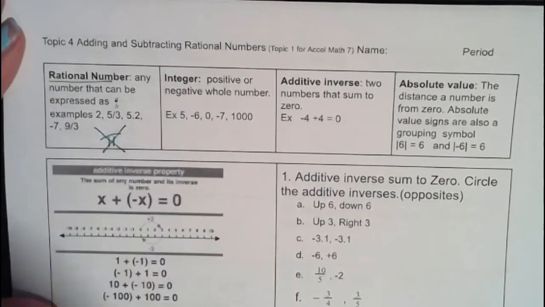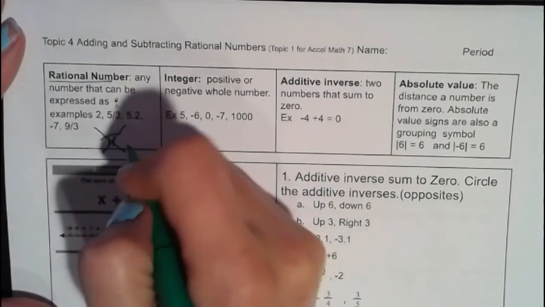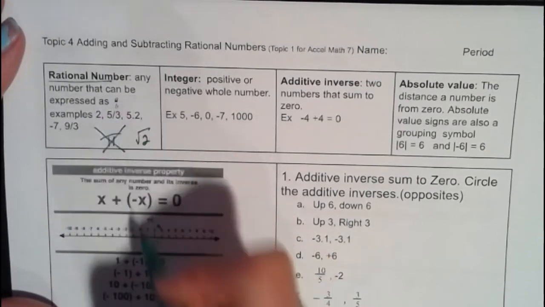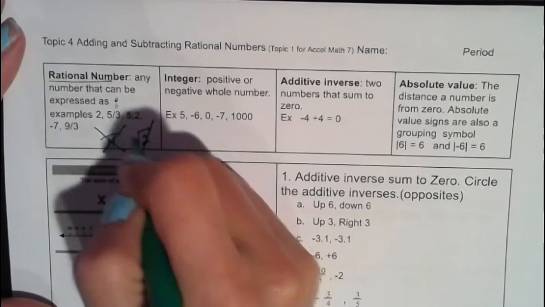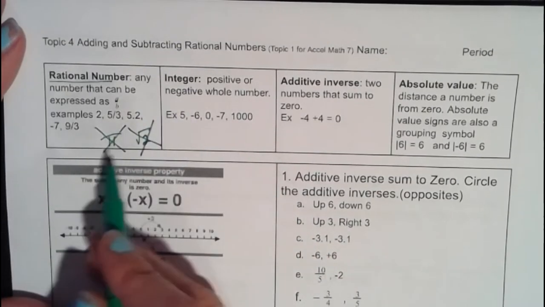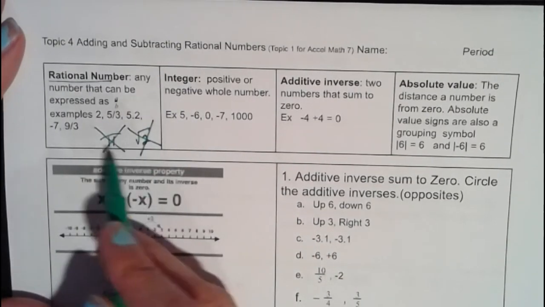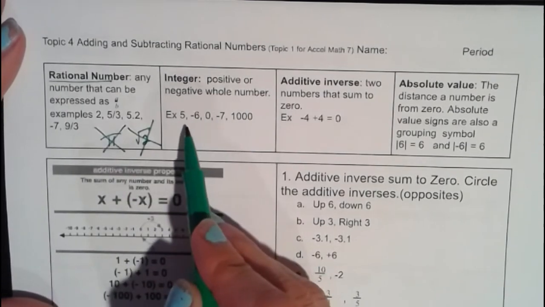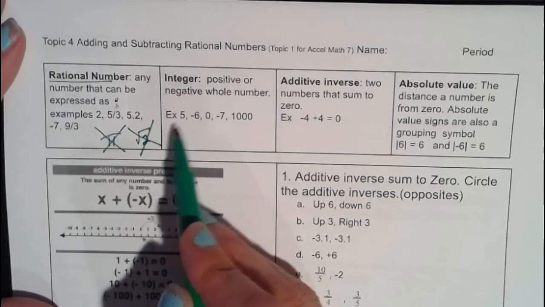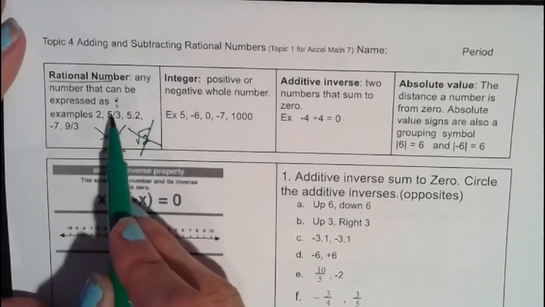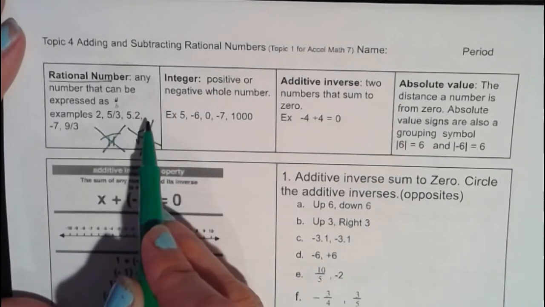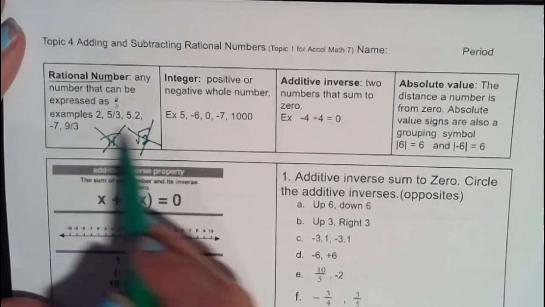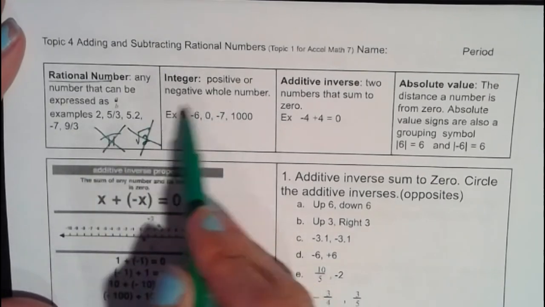Pi is not rational. And if you've ever seen something that looks like this, those are called square roots. Those also are not rational. But anything else pretty much that you could think of at this point in your math career. An integer, on the other hand, has to be a whole number, positive or negative. So rational includes all the fractions and all the decimals and all the whole numbers, where integers are only the positive or negative whole numbers.